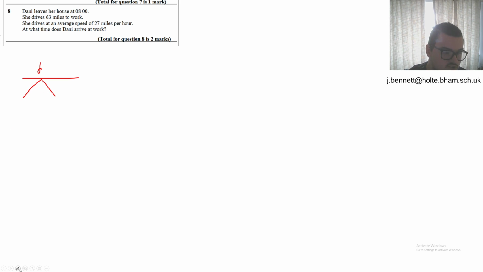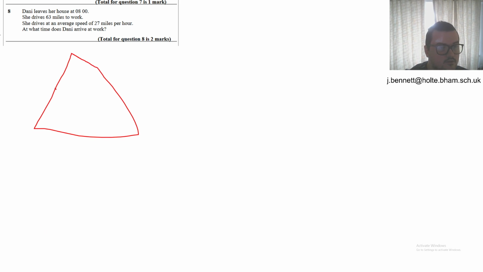I've completely botched that pyramid. So distance, no, oh for Pete's sake. Right, let's try that again. Speed, time, distance. So we have distance, 63, we have speed, 27, this gives us our time.